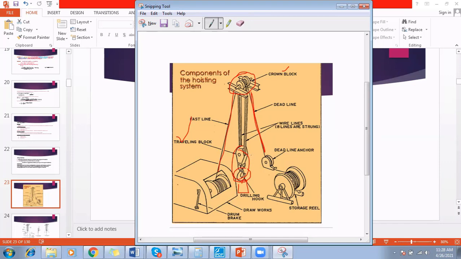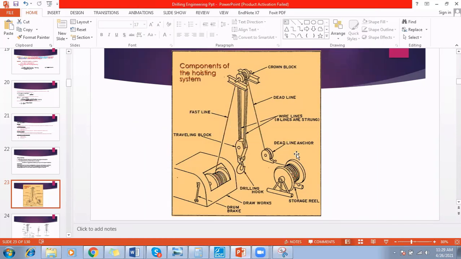So the thing that you need to remember at the moment is that we are actually discussing the block and tackle system. The block and tackle system actually includes the crown block, the traveling block, and the drilling lines. So these are the three things that are included in the block and tackle system. These cables are actually the drilling lines. Okay.